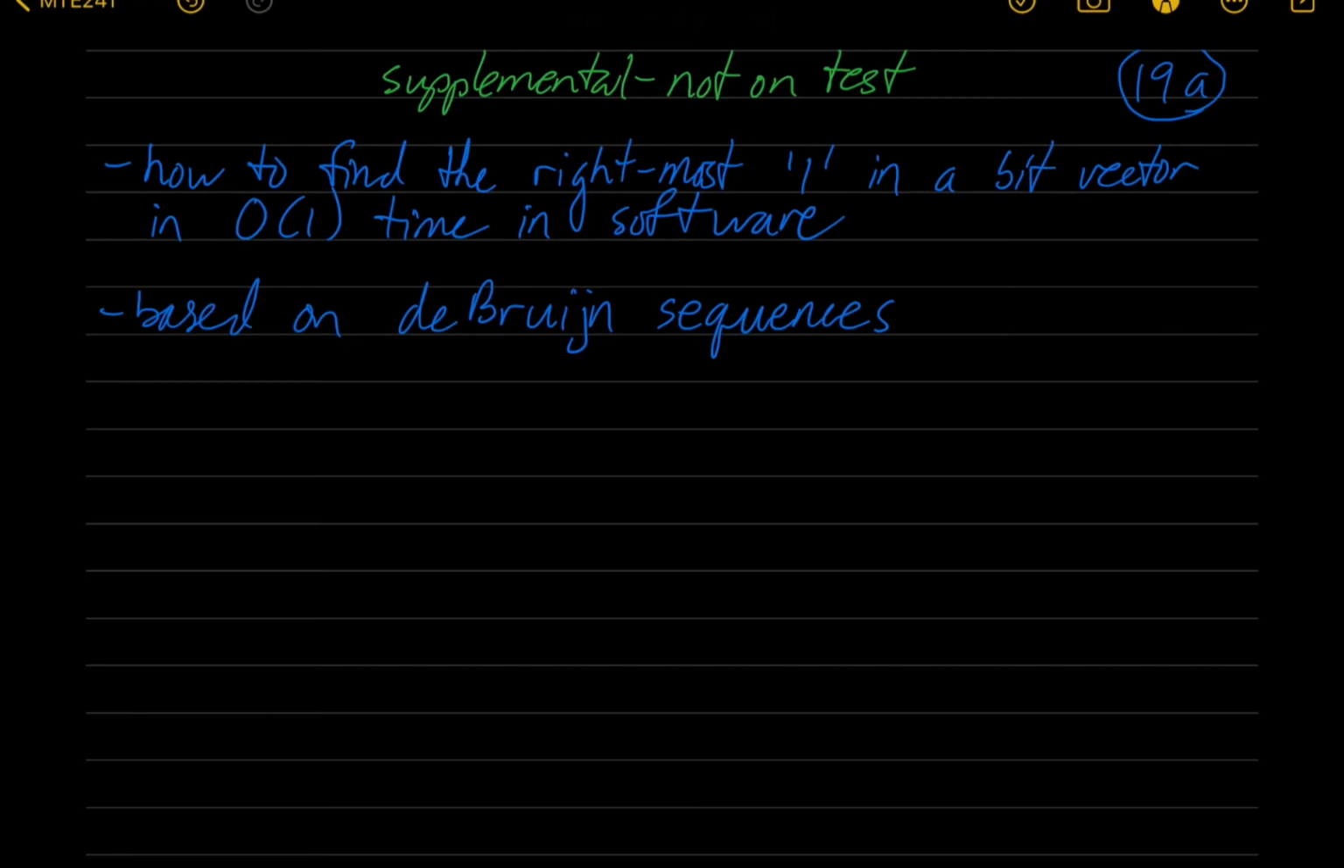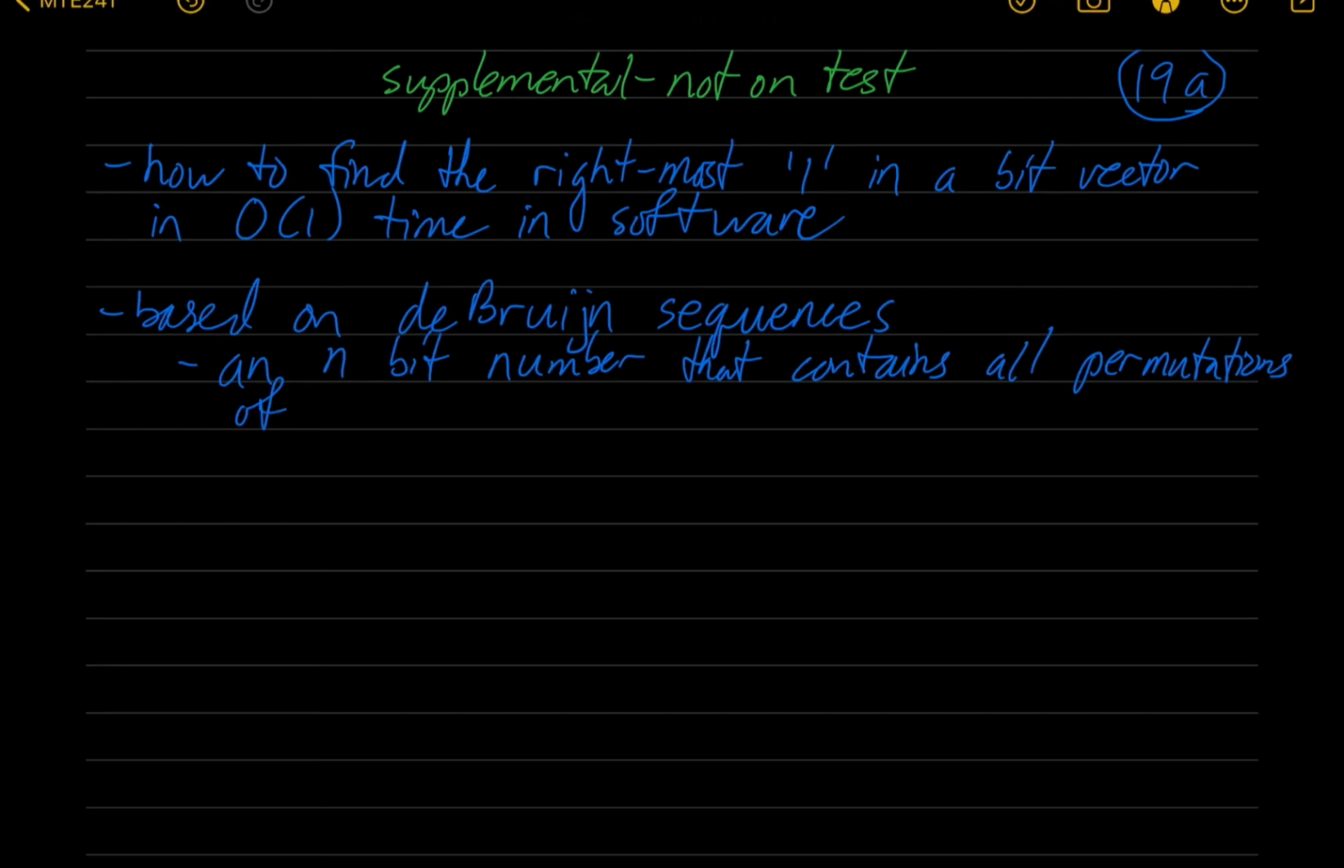This is based on de Bruijn sequences. A de Bruijn sequence is an n-bit binary number that contains all permutations of log 2 n bits. And it's probably best explained with an example.